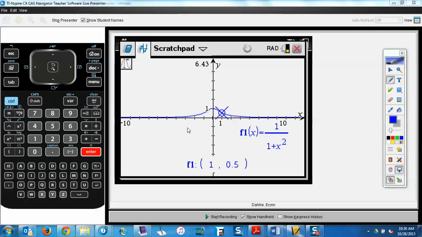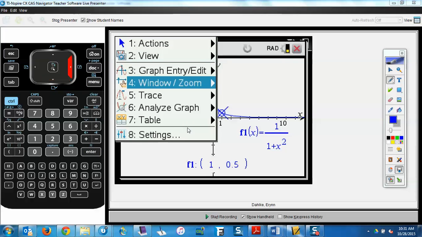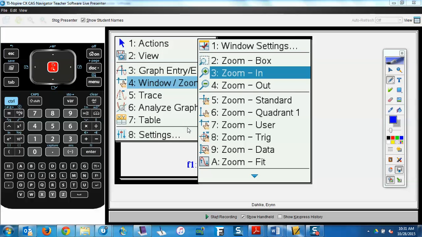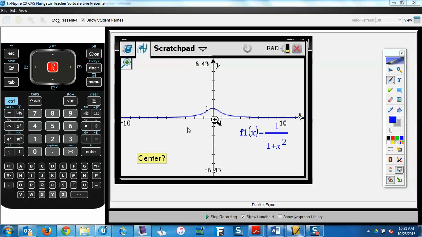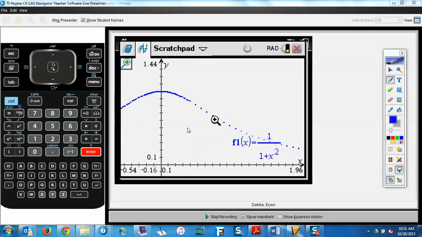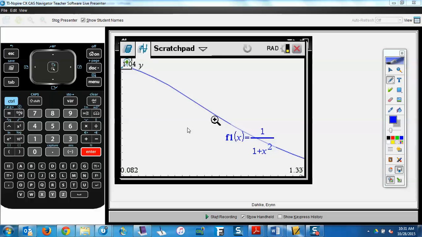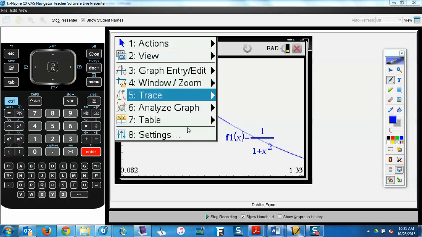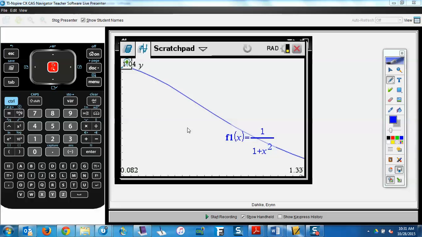So what I want you to do is go to the zoom in. Go to window, menu, window, zoom. Zoom in. Okay? Let's put our center right about where that point was. Right about in there. Hit enter. Okay? And then do it again. Do it again. Now, okay, stop right there. Now, go ahead and trace. This will help you get it back to the center. So if you go to trace, type in our 1 again. Okay, go ahead and type a 1, hit enter.